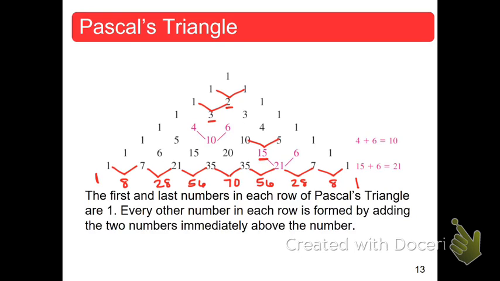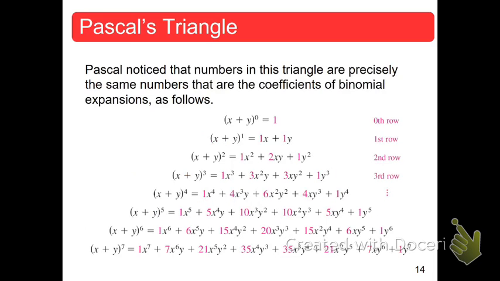Now if you notice, it's just like we talked about before with the binomial coefficients. We said they're symmetric, and if you notice that, it is symmetric about the middle there, and that middle is 70 on this one. So there is a relationship between Pascal's triangle and our binomial coefficients.